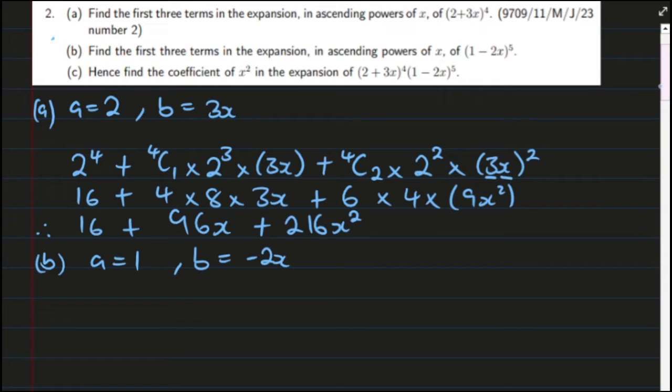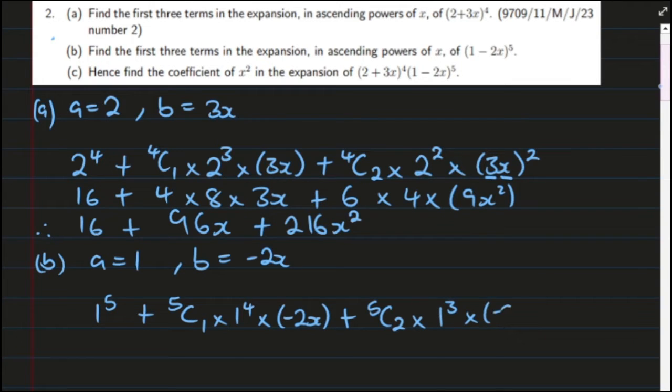Okay, so use the formula for binomial expansion again. So this becomes 1 to the power 5 plus 5 choose 1 times 1 to the power 4 times (negative 2x) to the power 1 plus 5 choose 2 times 1 to the power 3 times (negative 2x) to the power 2.